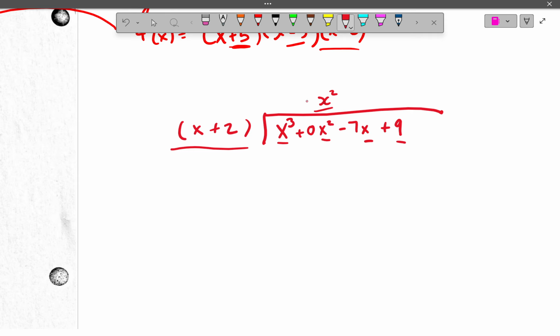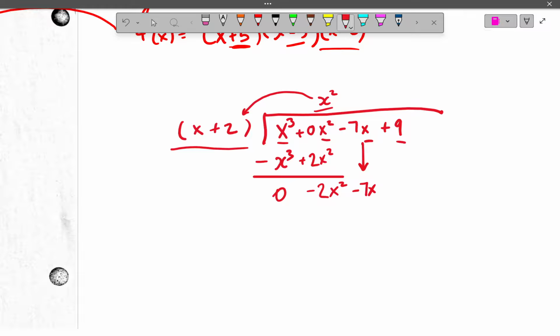So x squared times x will give us x cubed, and then x squared times 2 will give us a positive 2x squared. The next step in the division is that we subtract the top row from the bottom row. So I'm going to do that here. x cubed minus x cubed gives us 0. And then I have 0 minus 2x squared, which will give me negative 2x squared. And then the last step is to pull down the next term. So we're going to take the negative 7x and put that down.